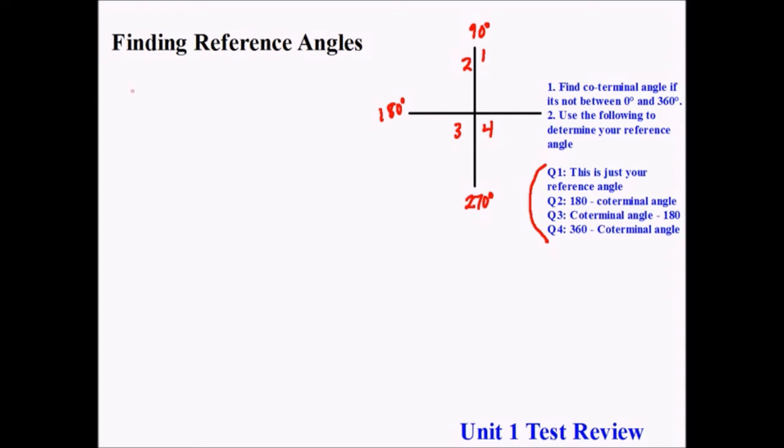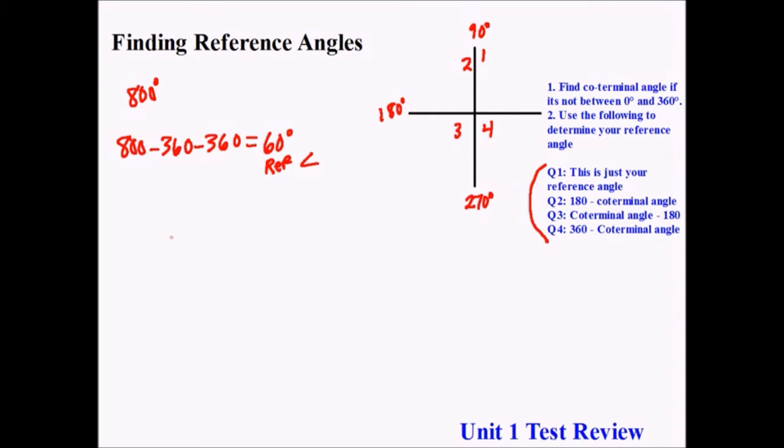So, for example, if I have something like, let's go with 800 degrees again, first and foremost, we need to find the coterminal angle. So it would be 800 minus 360 minus 360. So you would get 60 degrees, which would be in your first quadrant. And since it's just quadrant 1, that's my reference angle. So I can go ahead and just say reference angle.